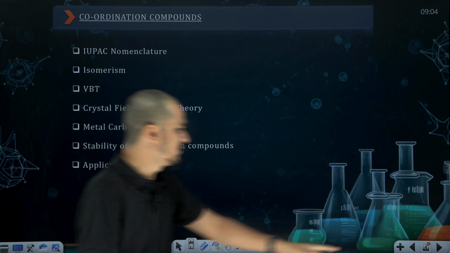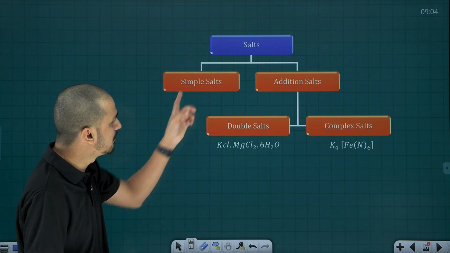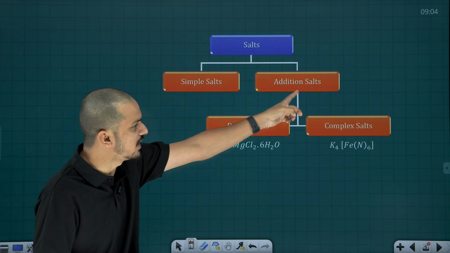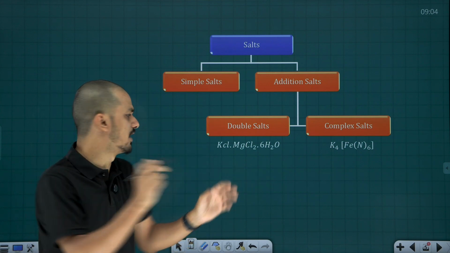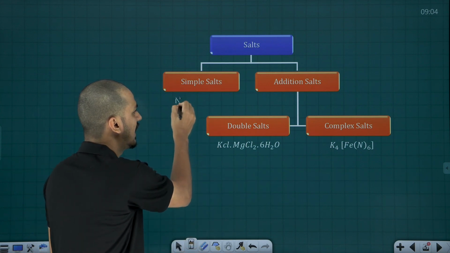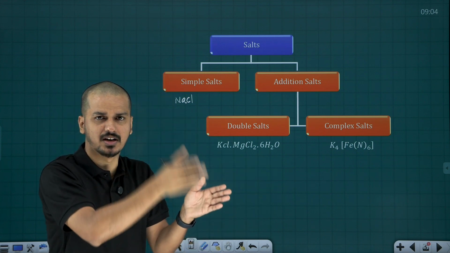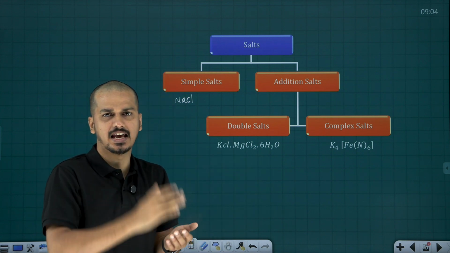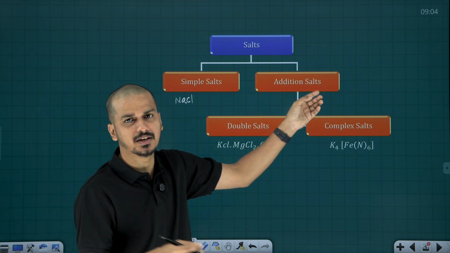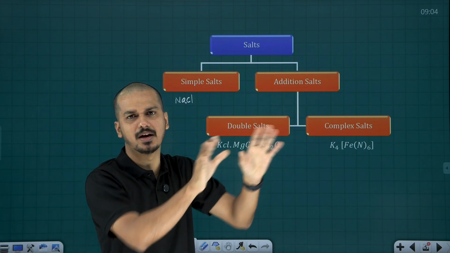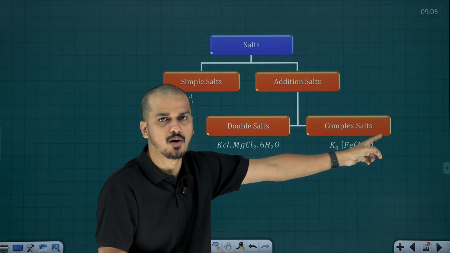Okay, ready? So we can look at the first idea. The salts are mainly divided into simple salts as well as addition salts. Simple salt means which on dissolution will give simple ions, like NaCl, KCl, Na2SO4. NaCl will give Na+ and Cl-. KCl will give K+ and Cl-, like that. And addition salt means two simple salts combine together to give you a double salt, or else it may be a complex salt.